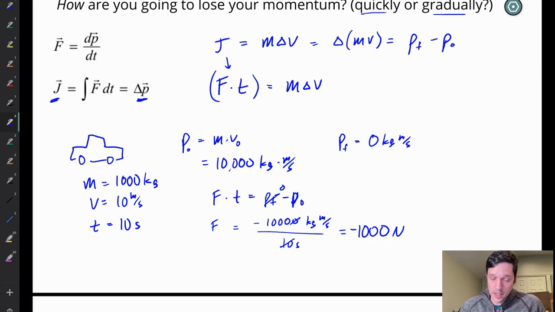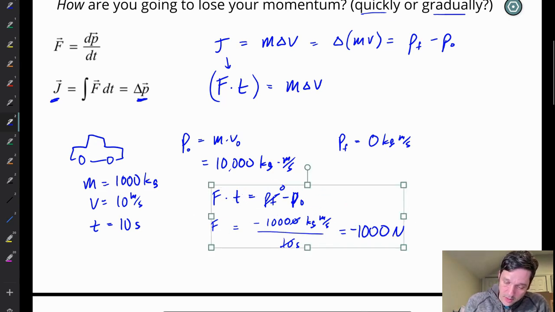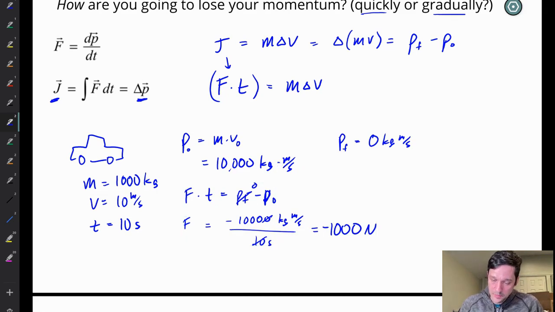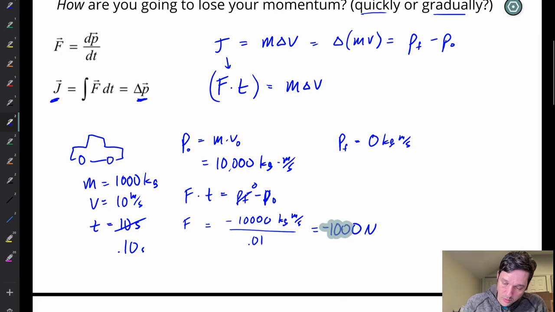Now, another option is you're not paying attention. You're looking down at your phone and you rear-end the car in front of you. If that were to happen, the time of that loss of momentum would be much, much smaller. Let's say it was 0.01 seconds. Well, in that case, you're still losing the same 10,000 units of momentum, but you're going to do so in much less time, and that's going to cause a much, much greater force.